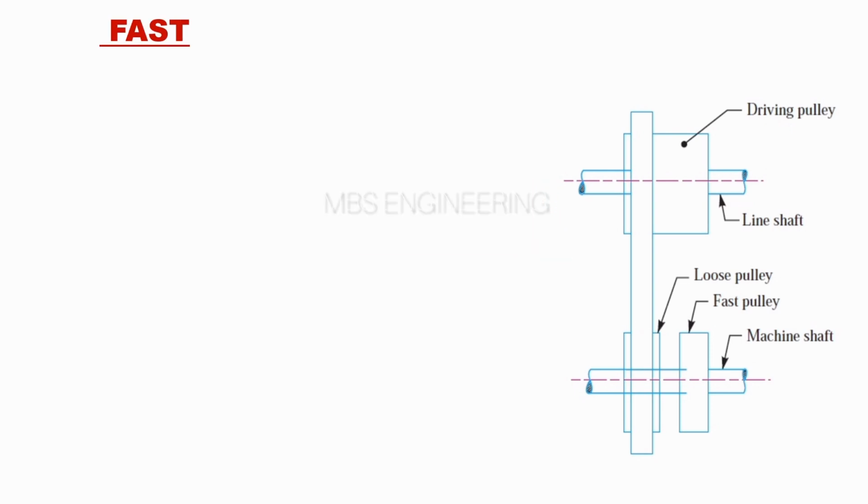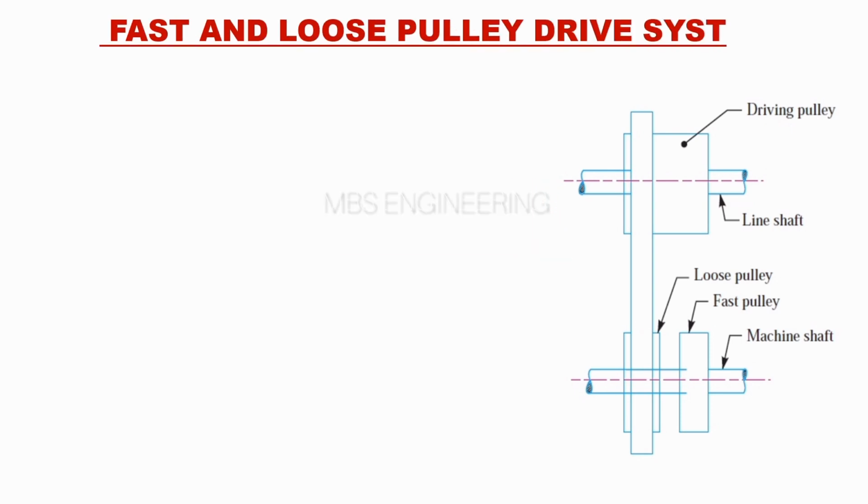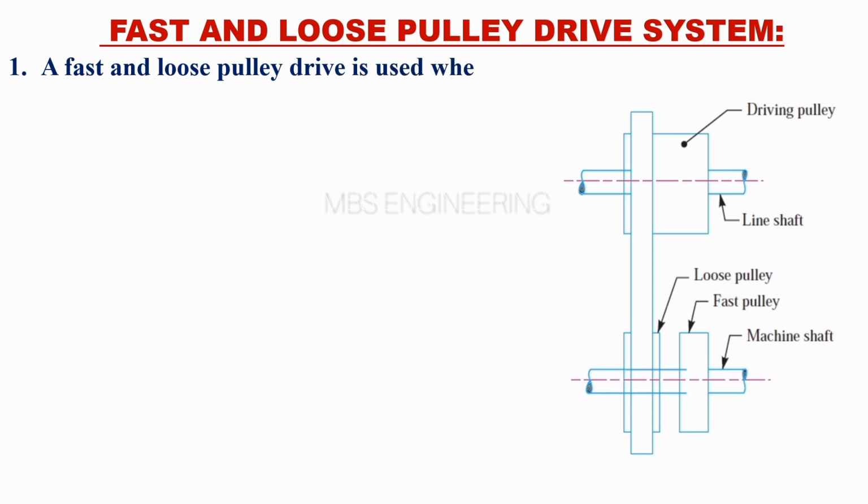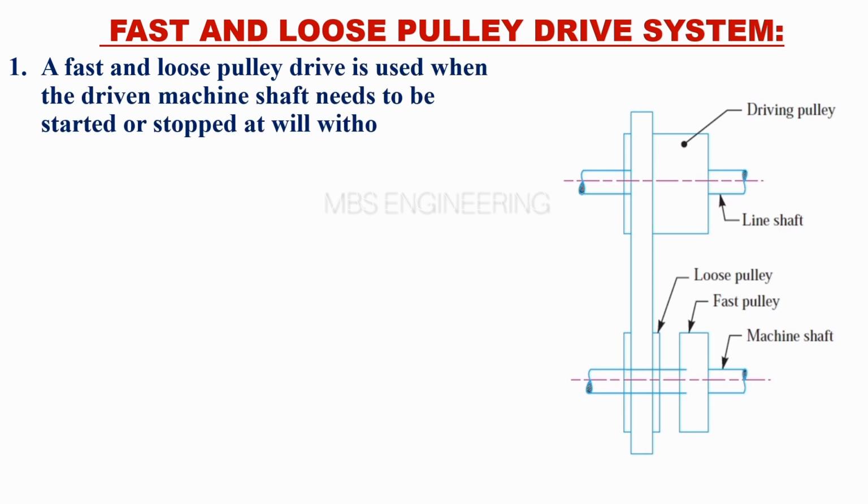Next, we will learn the seventh type, fast and loose pulley drive. A fast and loose pulley drive is used when the driven machine shaft needs to be started or stopped at will without disrupting the driving shaft.